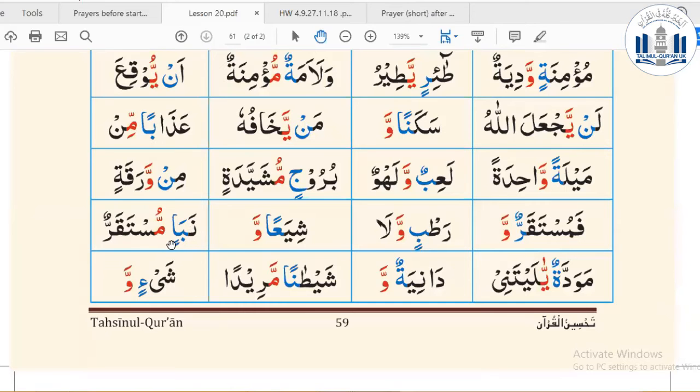Naba immus, taqarrun. Okay, when you join the qaf to the ra, do so with force because the ra is a ra mushaddad. Qarrun. Perfect. Excellent. Much, much better. Okay, well done. Move on to the next one now.